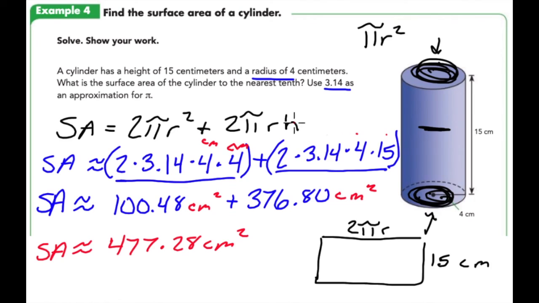In the problem, we are asked to round to the nearest tenth. So that's this 2 spot here. This 8 is going to bump the 2 up. So our surface area is approximately 477 and 3/10 centimeters squared.